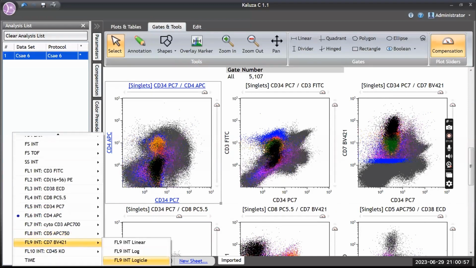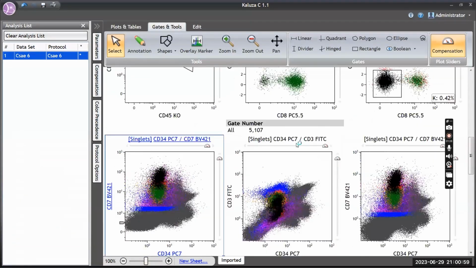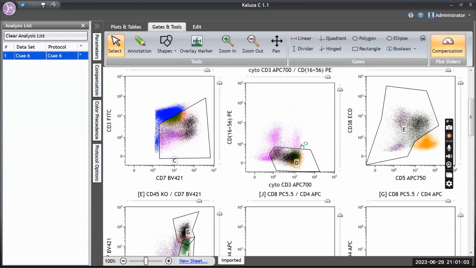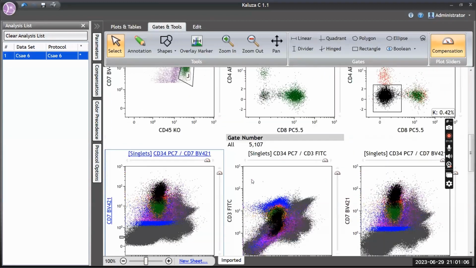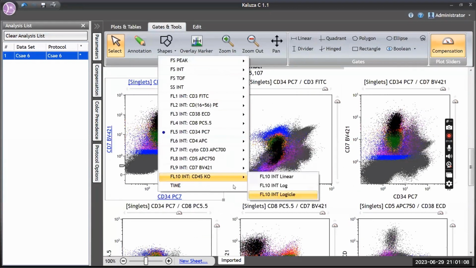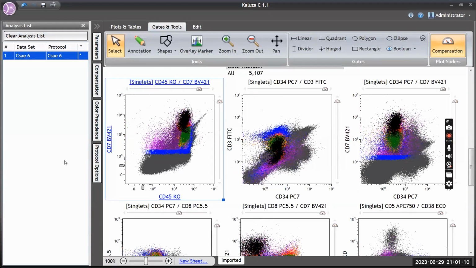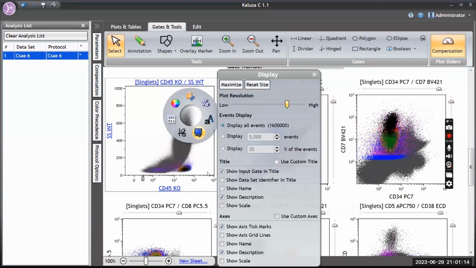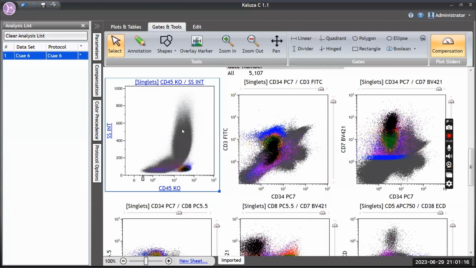So CD7, how is CD45? Is it moderate or bright? Where is the CD48? CD45 is bright. So CD45 will not act as an LAIP here. Okay, so CD45 will not help you.